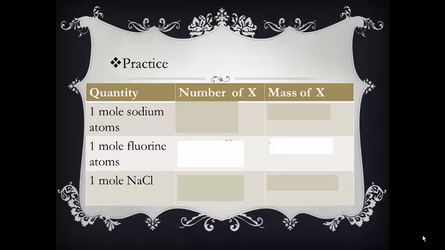Quick practice. Again, mole of sodium atoms, Avogadro's number. Mole of fluorine atoms, same thing. Doesn't matter what element you have. It doesn't matter what substance you have. It's always going to give you the same value.